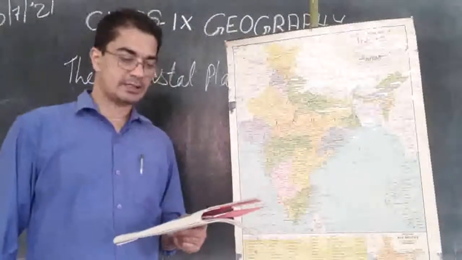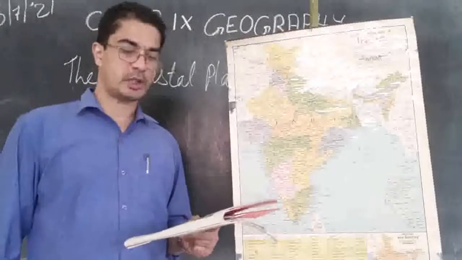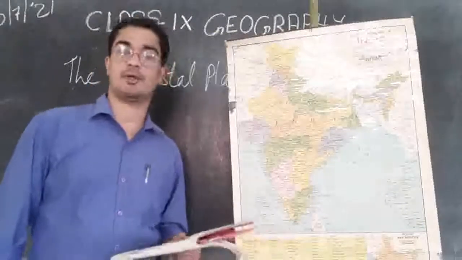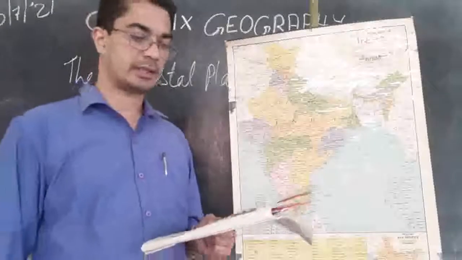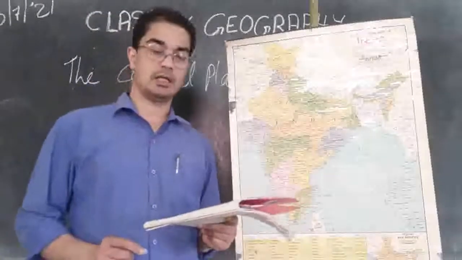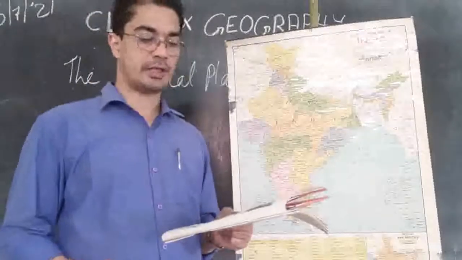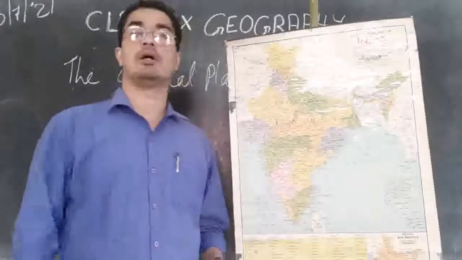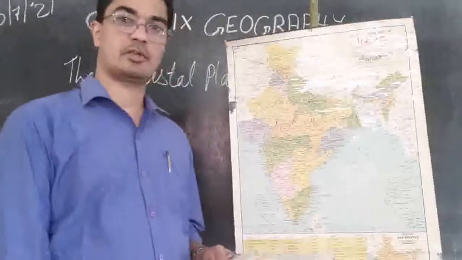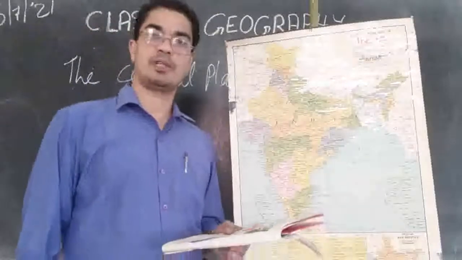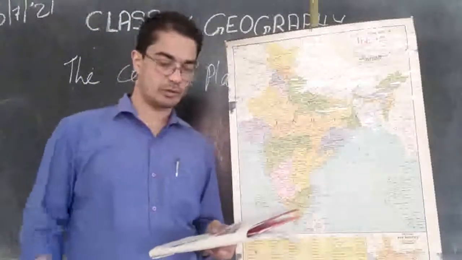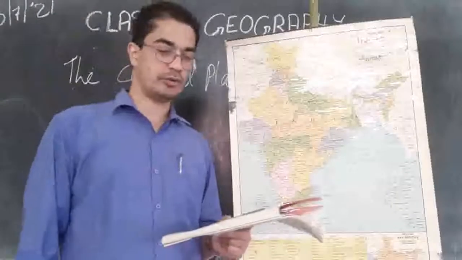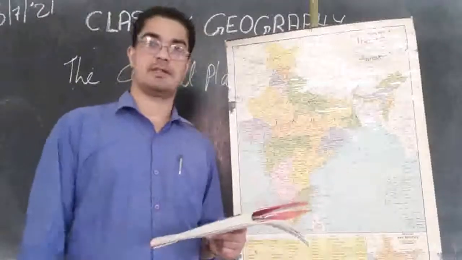Lake Chilica is an important feature along the eastern coast. Another thing that you can underline in your book is that sentence: Lake Chilica is an important feature along the eastern coast. So on this eastern coast, a very famous lake is there called Lake Chilica. What is the importance of Lake Chilica? You will find it on the next page. The next line.